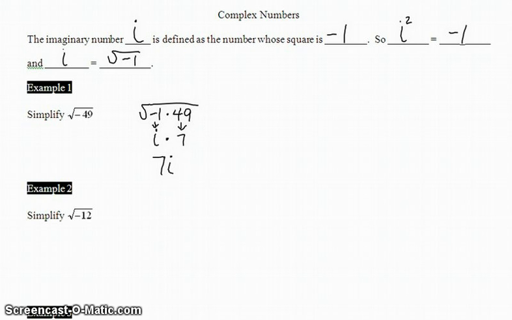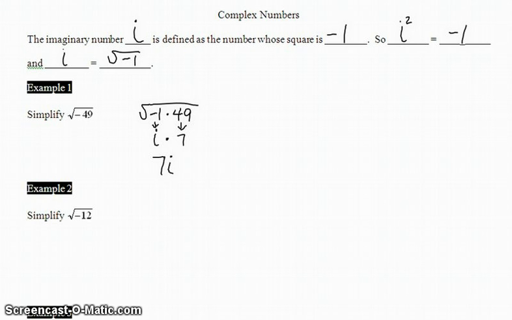We always put the real number component first. So the square root of -49 is 7i. We're going to pull out that -1, take the square root of that and write it as an i, and then we're going to take the square root of the remaining real number part, just like we've done in the past.